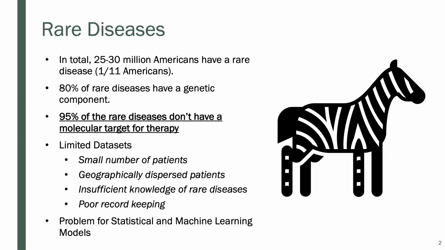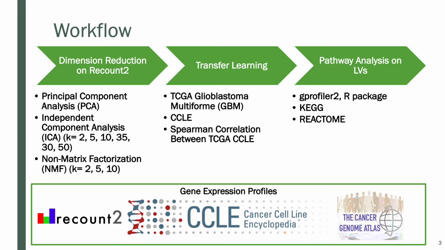And so what transfer learning does, it learns patterns from large statistically powered data sets and applies it to smaller data sets that aren't powered enough to do the analysis that we're interested in. And so for this project, I looked at several dimension reduction methods, as this is a precursor to transfer learning to identify patterns in the large data sets.